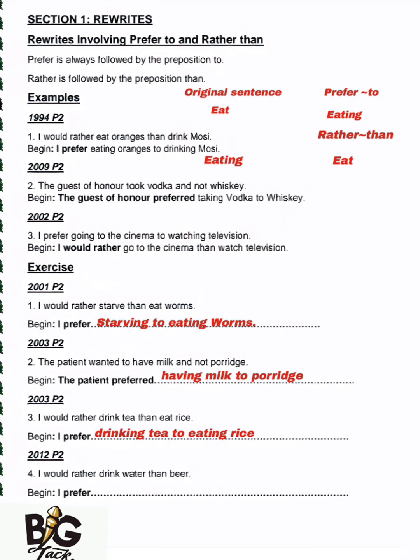Then the last one, which came in 2012 paper 2, was saying, "I would rather drink water than beer." In the original sentence, we have one verb, which is "drink." Remember, we are rewriting using "prefer," so "drink" is going to change to "drinking." So it is going to sound like this: "I prefer drinking water to beer." So that was the last one.